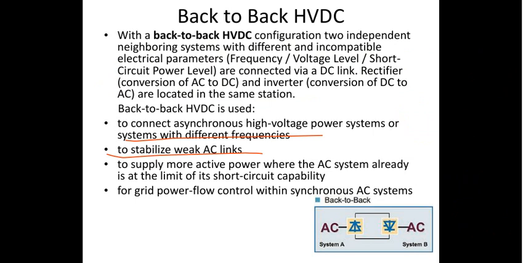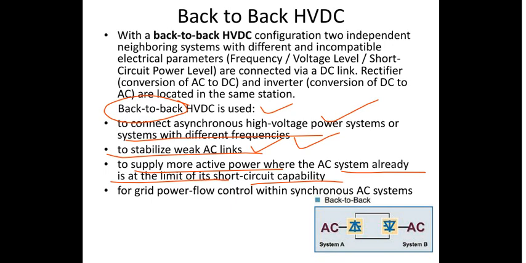To supply active power where the AC system is already at its limits on short circuit capability. It is already supplying power up to its short circuit capacity. So if you want more active power to be supplied, then back-to-back converters are used, right? And also for grid power flow control within the synchronous AC system, right?